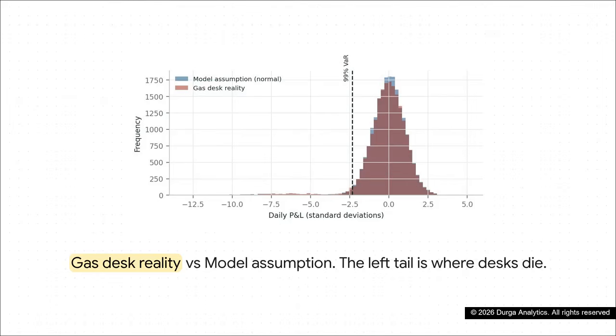This chart perfectly illustrates the danger of relying on those standard models. That smooth blue area, that's your model's assumption, a nice, neat, normal distribution. But that jagged red area is the gas desk reality. A value at risk, or VAR, number calibrated on calm everyday periods, perfectly describes the middle of that bell curve, but it totally ignores the left tail, which is literally where trading desks die. Notice that massive red spike on the far left? That is a physical constraint binding in real time.